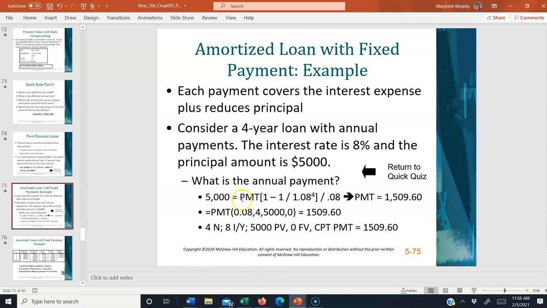We can calculate it manually if you want to. The principal amount is $5,000, so we're going to take the payment as 1 minus 1 over 1.08 to the 4th, since it's a 4-year loan, divided by the rate, which is 0.08. That gives you a payment of $1,509.60.